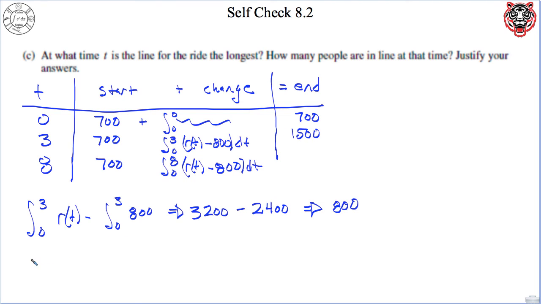All right, then moving on, we have the integral from 0 to 8. So we need to add up all of the area of R(t), and then we'll subtract it from the integral from 0 to 8 of 800.